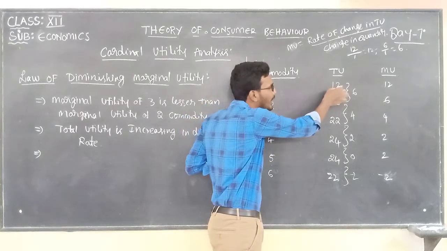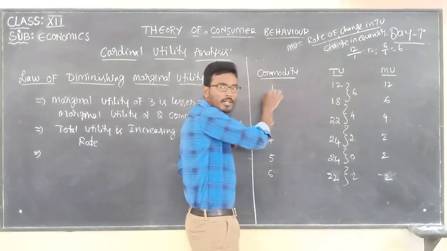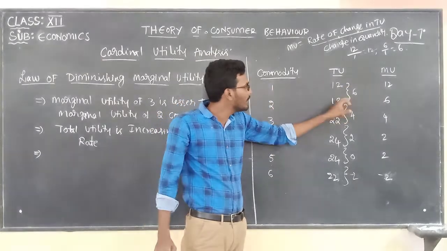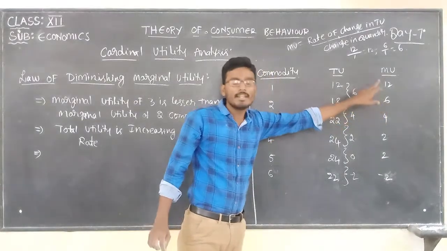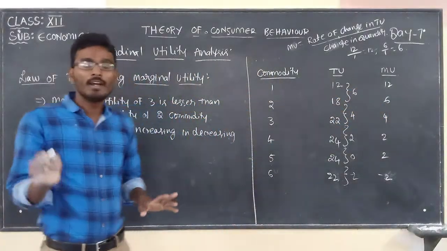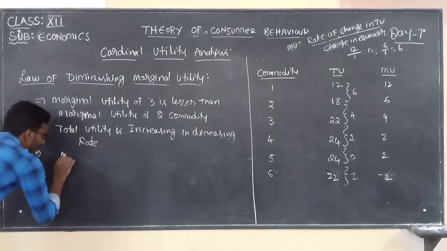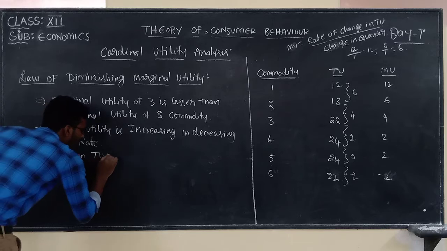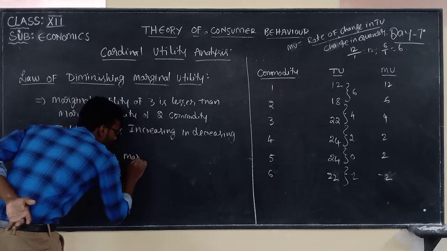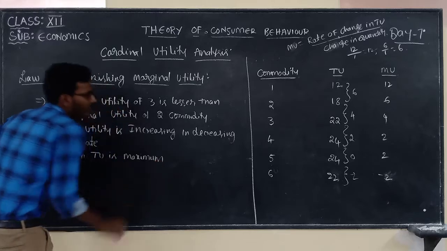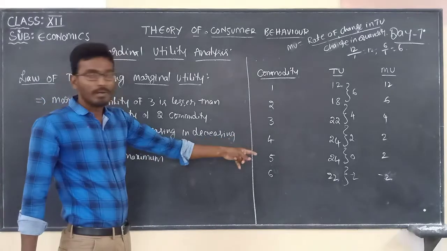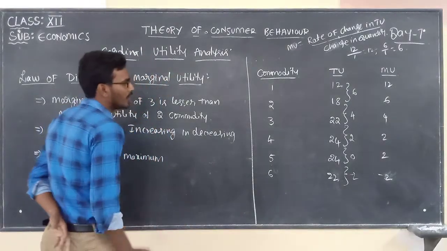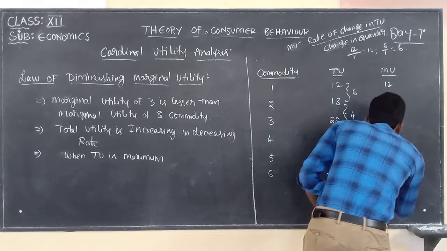For example, here total utility is 12 by consuming the first commodity. One more commodity is added, and total utility is how much here? 18. That means how much difference will there be? 6. That is known as the marginal utility. And after that, when total utility is maximum, at that time we can say that marginal utility is 0.